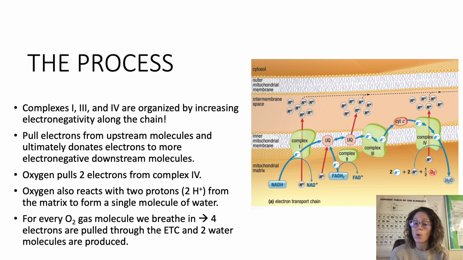For every O2 gas molecule that we breathe in, there's 4 electrons being pulled through. So you can think my animation just showed 2 electrons, and that was for half an O2. So for a full O2, we're getting that process done twice. So it's not just 2 electrons, but that's going to happen twice.